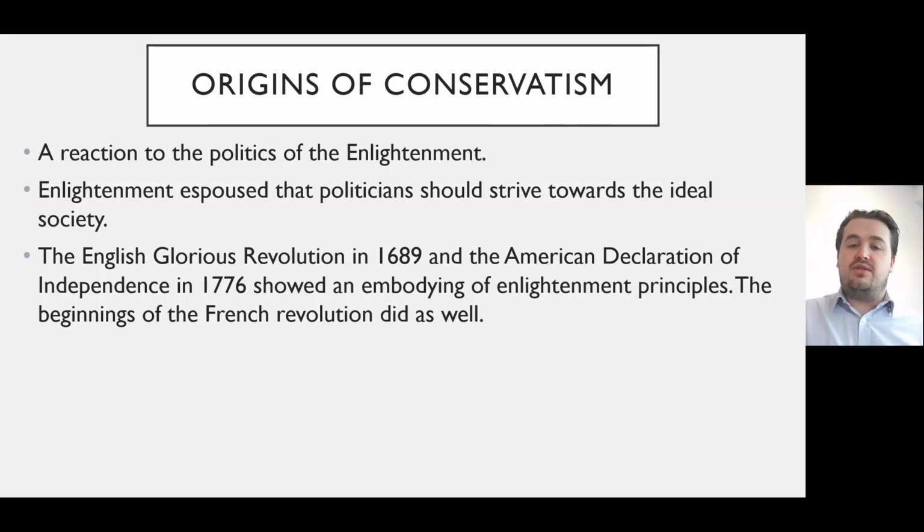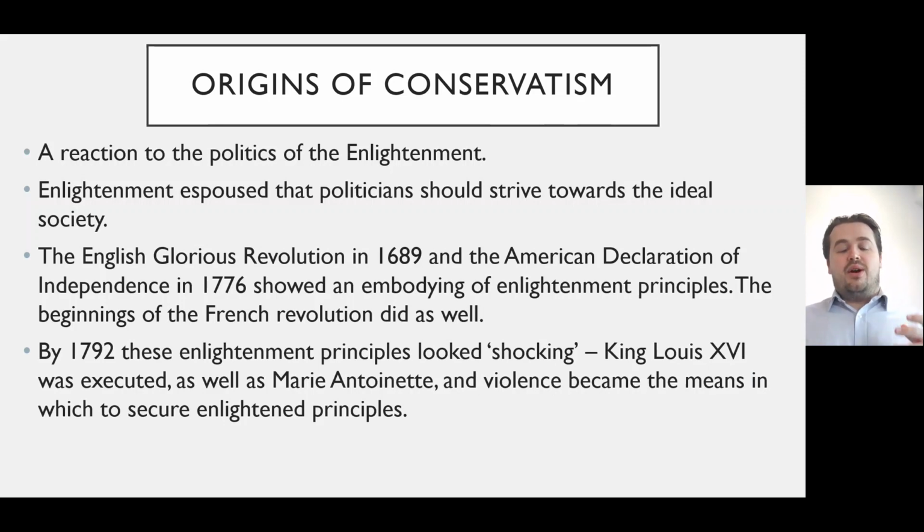And the beginnings of the French Revolution did this as well. From about 1789 till about 1792, up until the king, or former king, is pretty much killed, the Enlightenment looked like it was going pretty well in France. But by 1792, these Enlightenment principles started to look shocking to some of the thinkers in Europe at the time. Not all of them, but some of them. So, for example, King Louis the 16th was executed, as well as Marie Antoinette, and violence became the means by which you were going to secure enlightened principles.